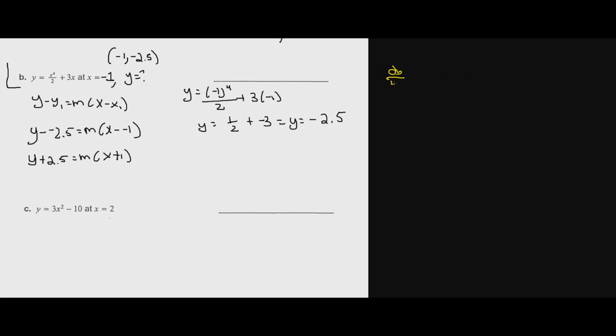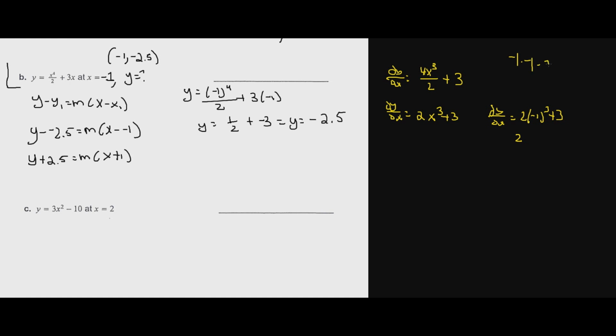So dy/dx, okay, we're going to bring the 4 down, so we get 4x to the 3rd by subtracting 1. Plus just 3, right? 3x, the derivative of 3x is just 3. This simplifies down so that we get 2x to the 3rd plus 3. Plug in -1 into here. dy/dx is equal to 2 times -1 to the 3rd plus 3.